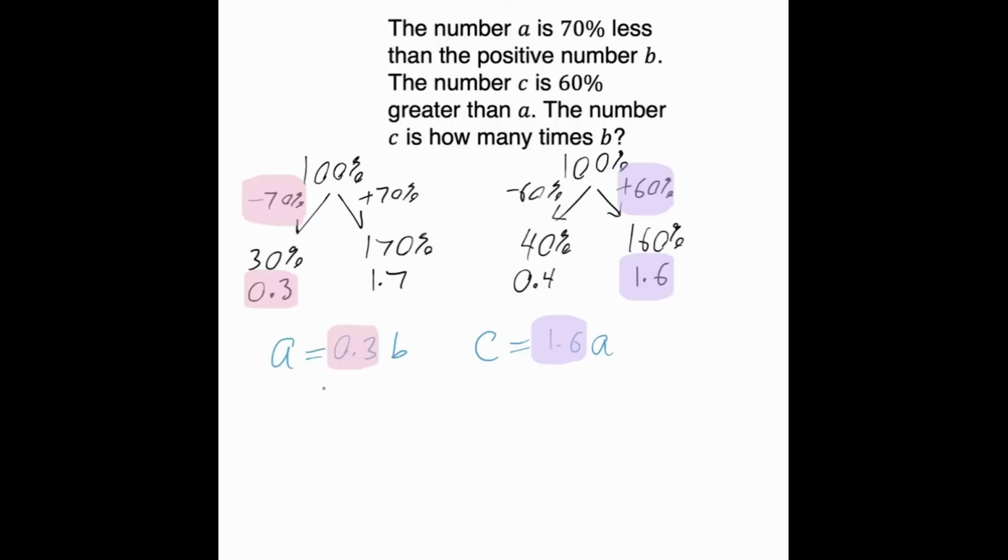Well, they both have A in common, so let's get A by itself in both equations. Here we can divide by 1.6, and we'll have C over 1.6 is equal to A, so let's just write that the other way. A equals C over 1.6. So we've got A equals this, and A equals this, and now we're setting them equal to each other. We can say 0.3B equals C over 1.6.